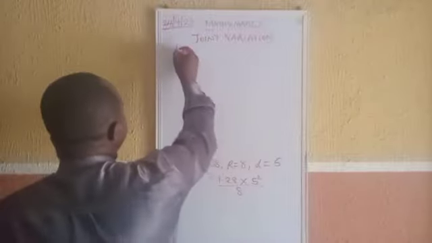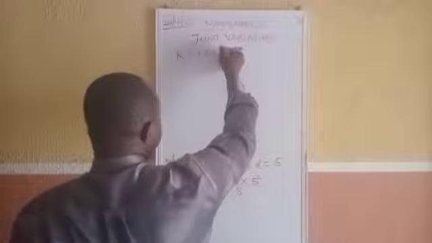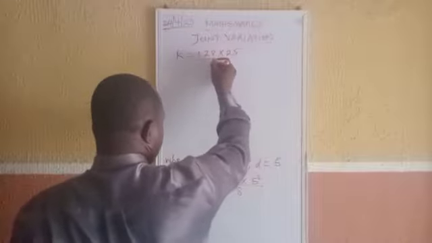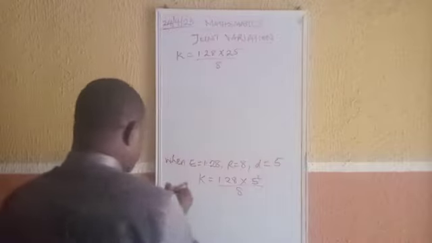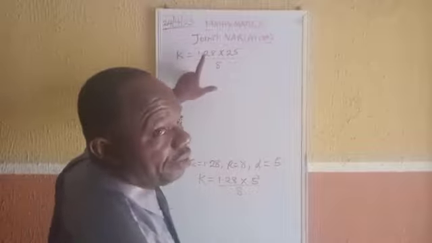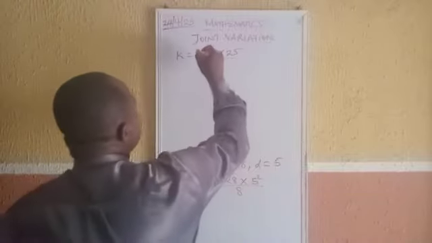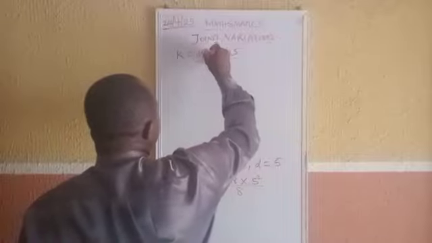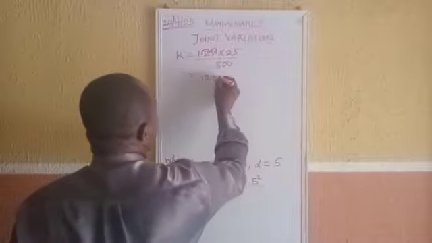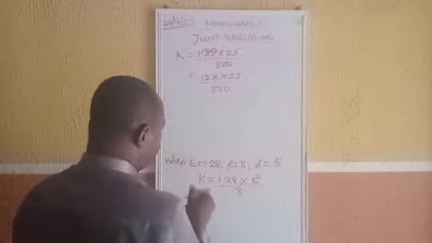So that will be K equals 1.28 times 25 over 8. Now if you observe, there's a decimal point here. I want to turn this 1.28 into a whole number. It's going to affect the value of the denominator. So when I move the decimal point out 2 times, I will add 2 zeros here. That becomes 128 times 25 over 800.